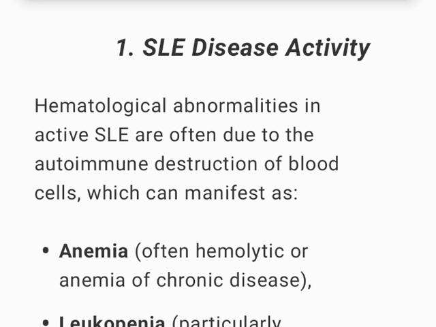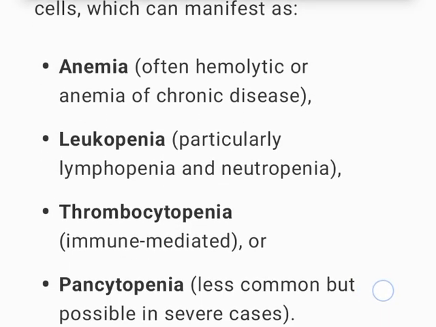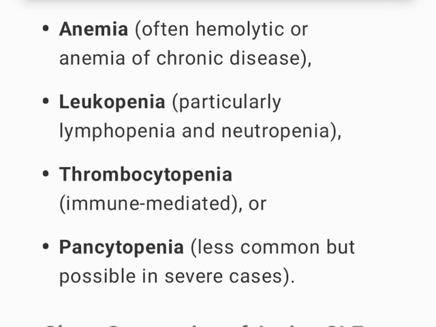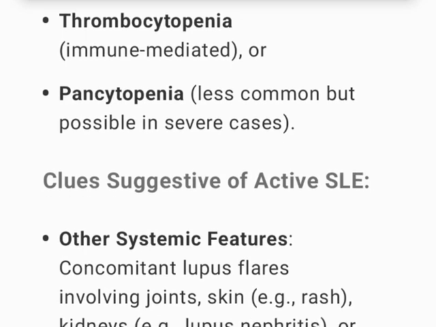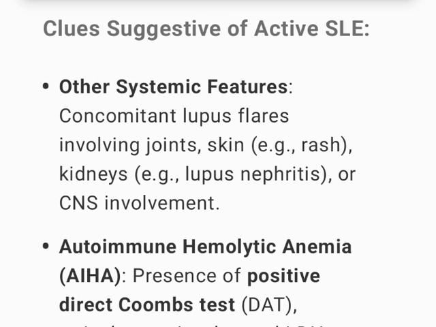Number 1. SLE disease activity. Hematological abnormalities in active SLE are often due to the autoimmune destruction of blood cells, which can manifest as anemia, often hemolytic or anemia of chronic disease, leukopenia, particularly lymphopenia and neutropenia, thrombocytopenia, immune-mediated, or pancytopenia, less common but possible in severe cases. Clues suggestive of active SLE.